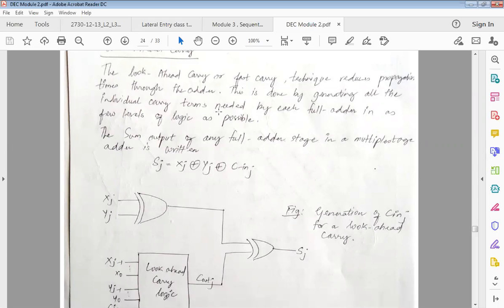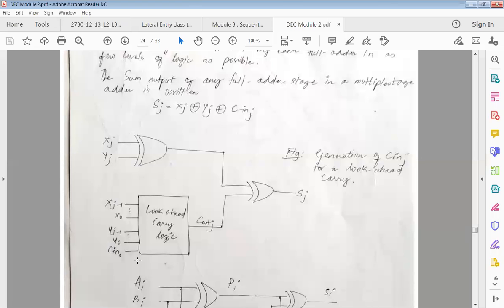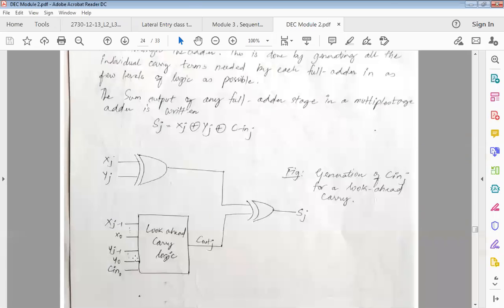As we all know, the equation for the full adder is x XORed with y and XORed with your carry, right? So we are trying to do a small change here. Instead of directly giving C in, we are trying to give it through a carry look ahead logic here. So what is this logic involved? We will actually look into it in detail.